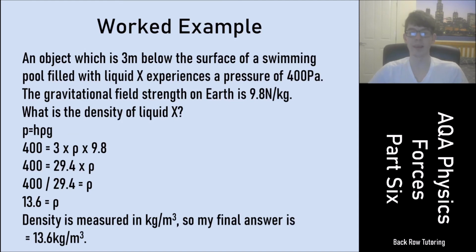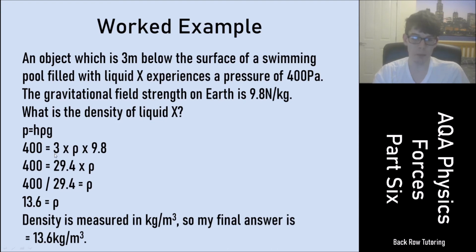So let's have a look at a working example. An object which is 3 meters below the surface of a swimming pool filled with liquid X experiences a pressure of 400 pascals. The gravitational field strength on Earth is 9.8 newtons per kilogram. What is the density of liquid X? Well, we know that the pressure is equal to the height times the density times gravity. We know that the pressure is 400 pascals because it tells us that in the question. We know the height is 3 meters, and we know that gravity is 9.8. Now we need to work out the density of the liquid.